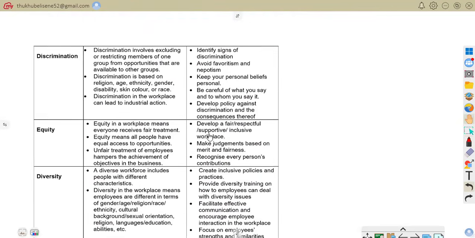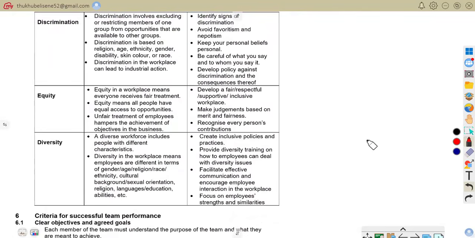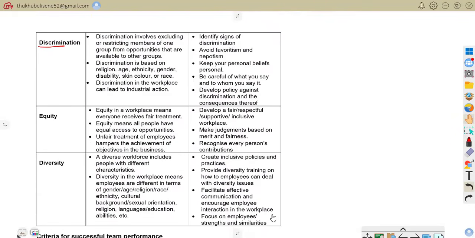Now we are on to discrimination. So discrimination, as it says, is about excluding. It involves excluding and restricting members of one group from opportunities that are available to other groups. So excluding or limiting people based on age, race, and gender. You exclude people or you limit people based on age, race, or gender.